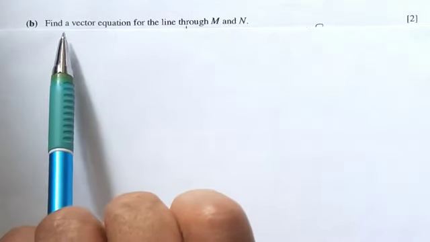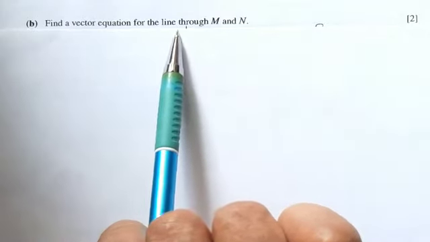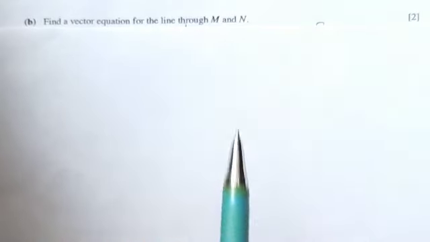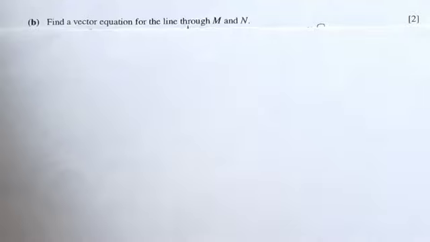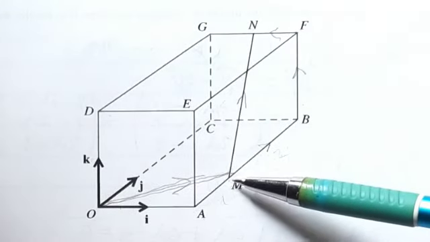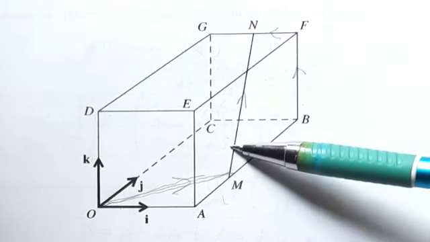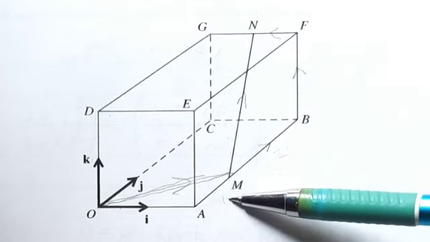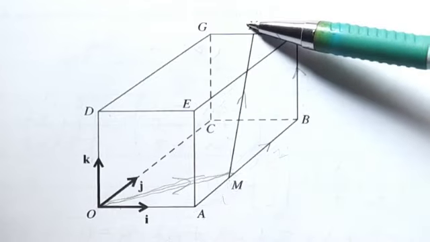B, find a vector equation for the line through M and N. The question is to find the vector equation of this line, the line passing through point M and point N.